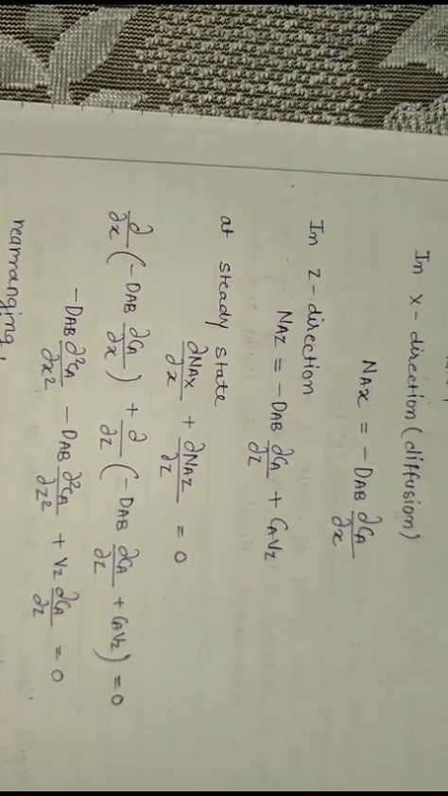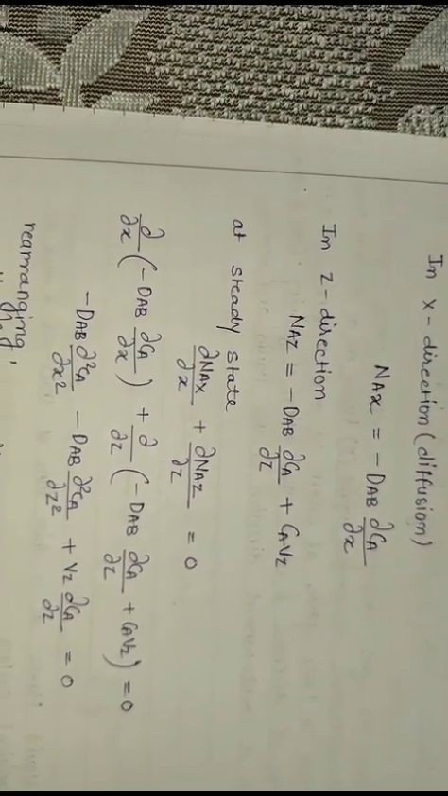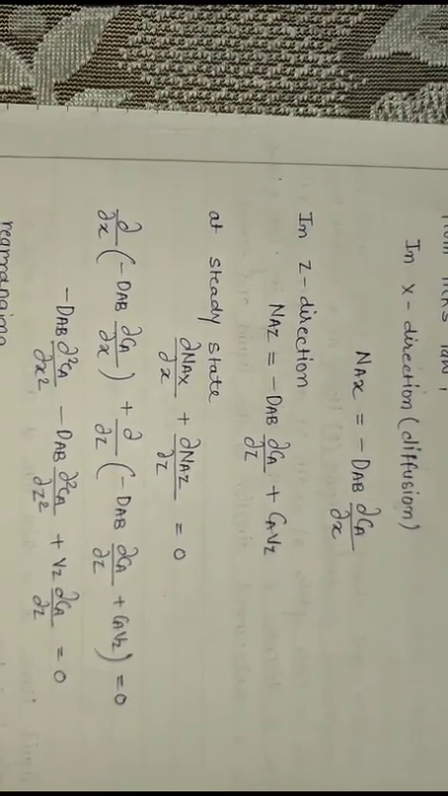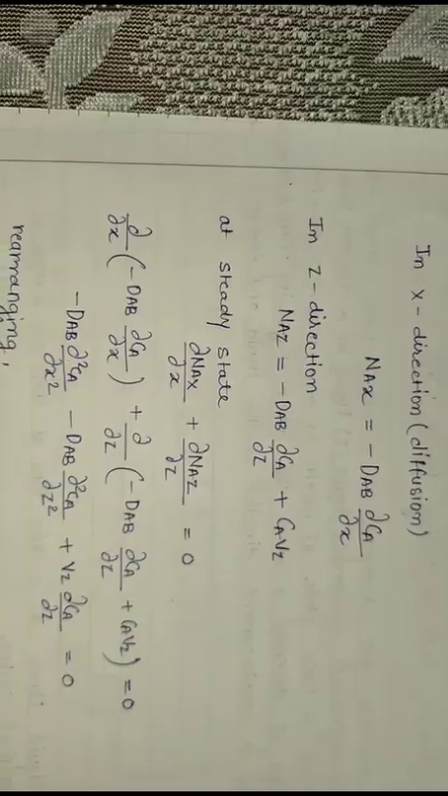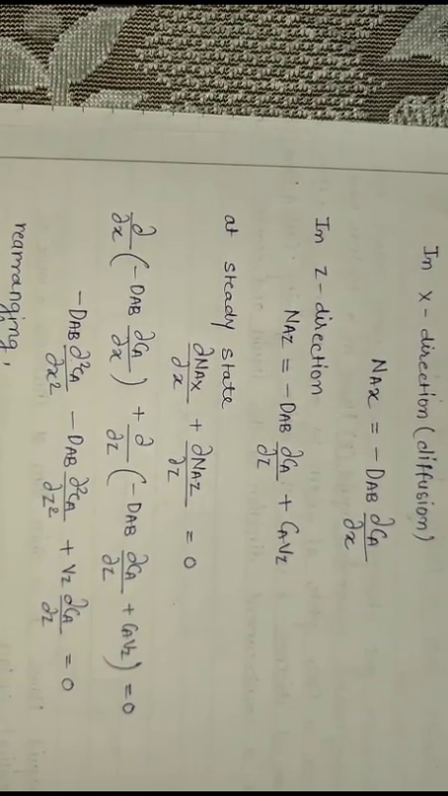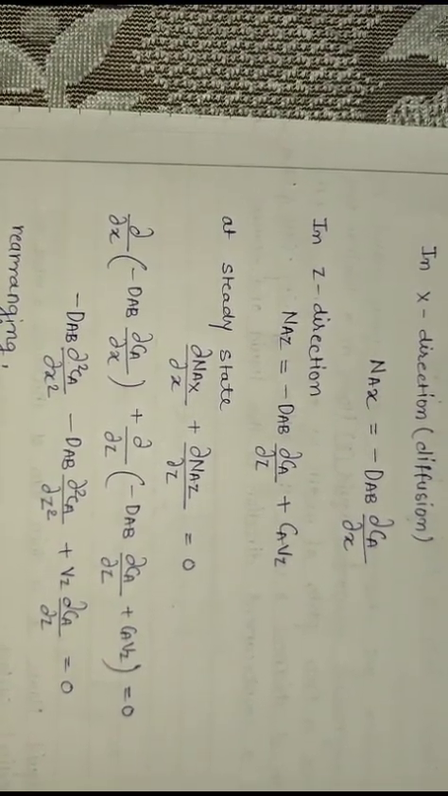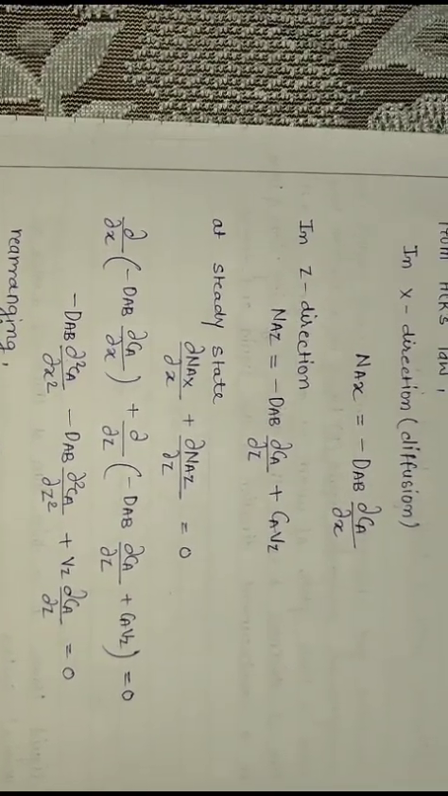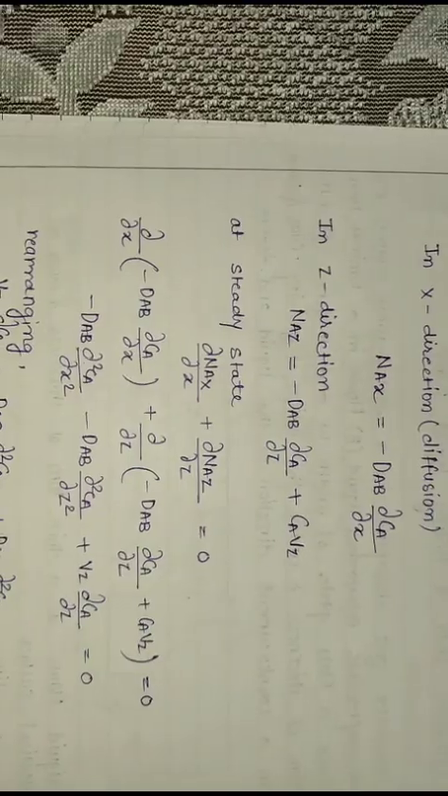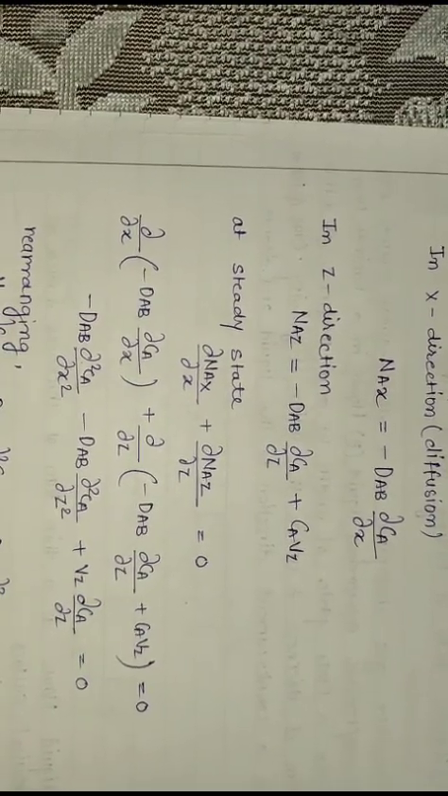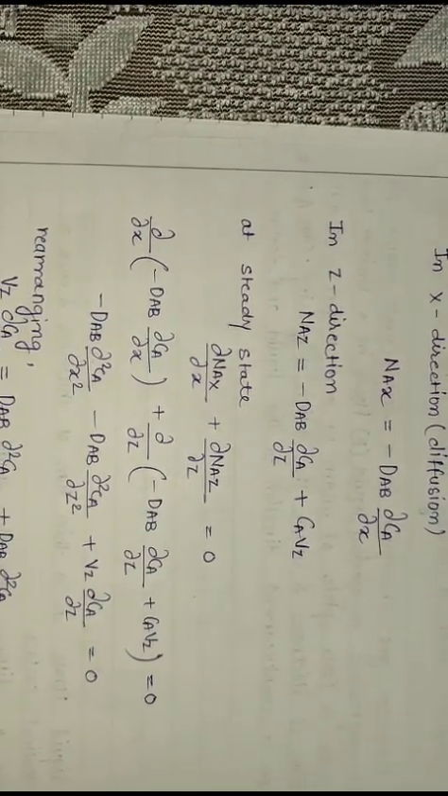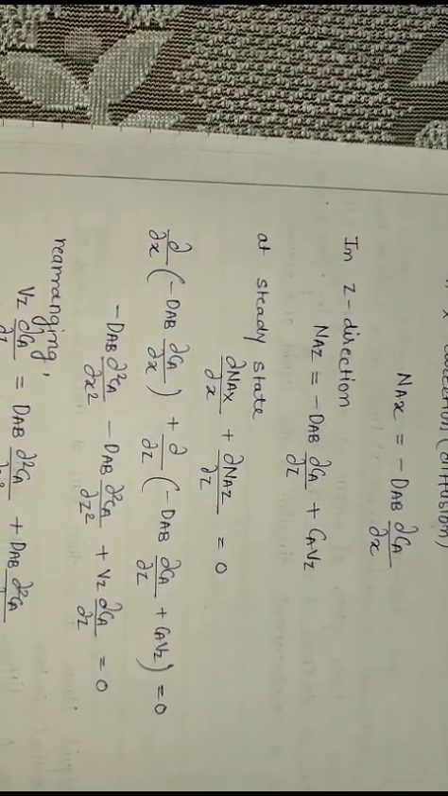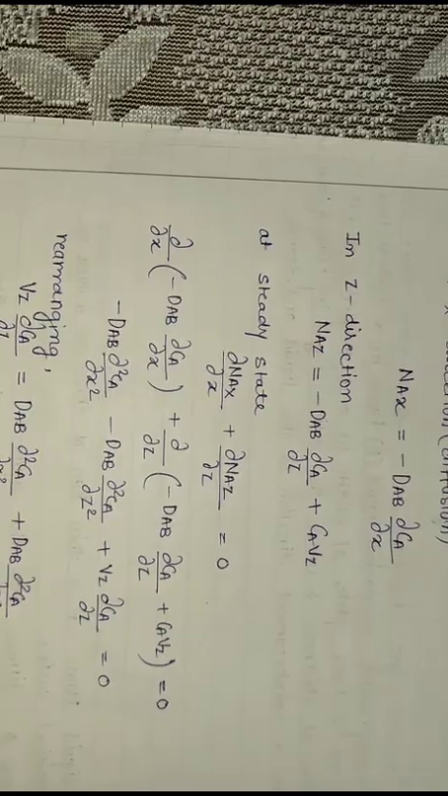At steady state, the net accumulation is 0. So, the continuity equation becomes the sum of the gradient of molar flux in x direction and z direction equal to 0. Substituting the expression for flux into this equation and simplifying, we obtain a partial differential equation involving second derivative of concentration with respect to both x and z.